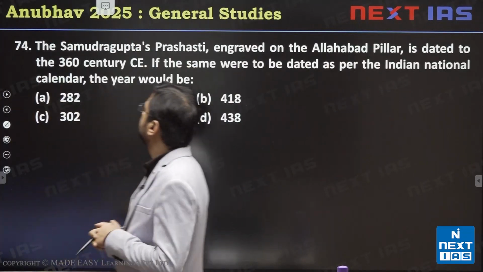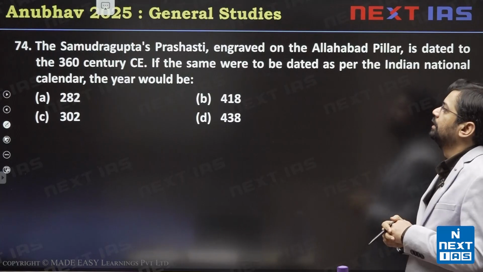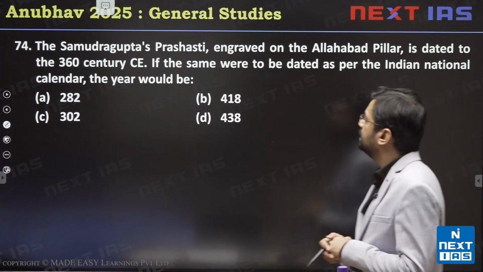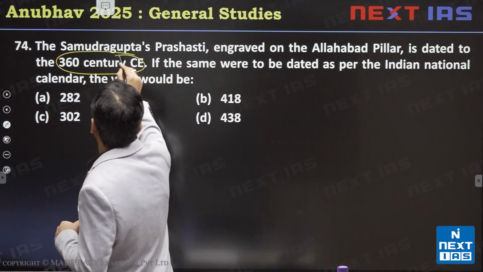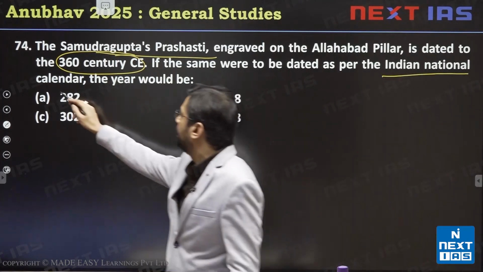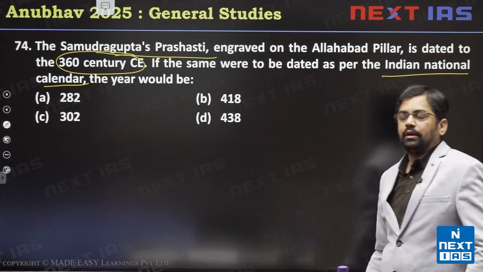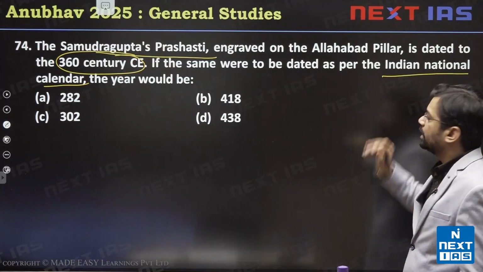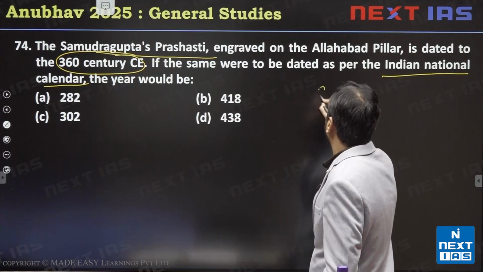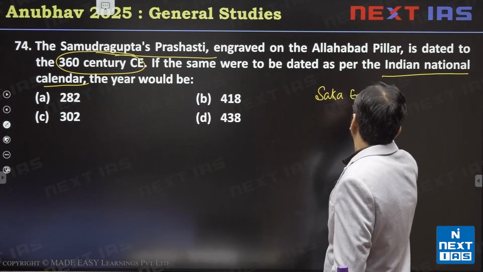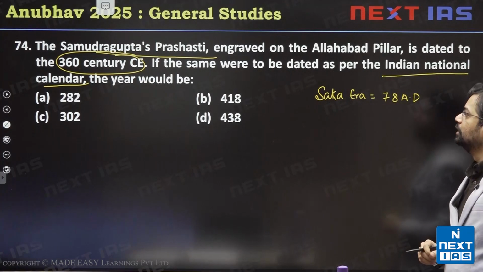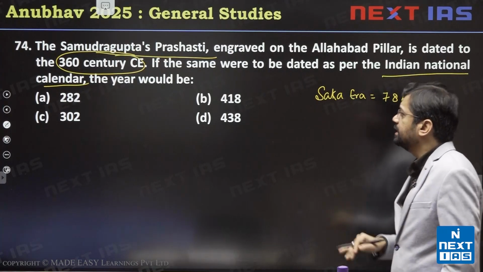Moving to the next. Now this is an interesting question. The Samudragupta Prashasti engraved on the Allahabad pillar is dated to 360 CE. If the same were to be dated as per the Indian national calendar, the year would be... This question could have been asked directly, but it does not mention the Saka era. So if you do not know that the Indian national calendar is based on the Saka era, which starts from 78 AD, then this question is going to be tougher for you.